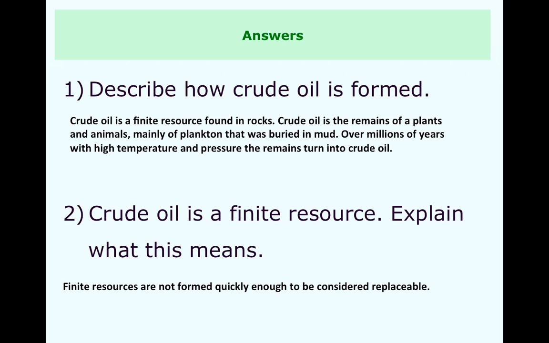Explain what this means. Now, this links back to your previous topic on using resources, and you should know that finite resources are not formed quickly enough to be considered replaceable.